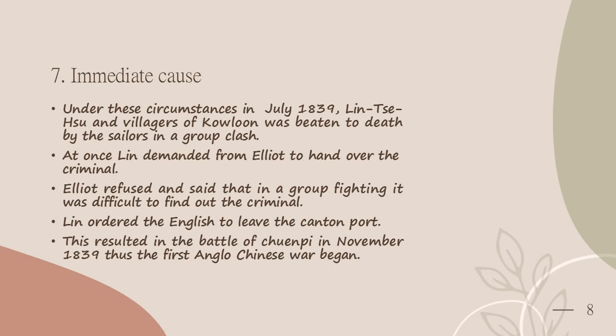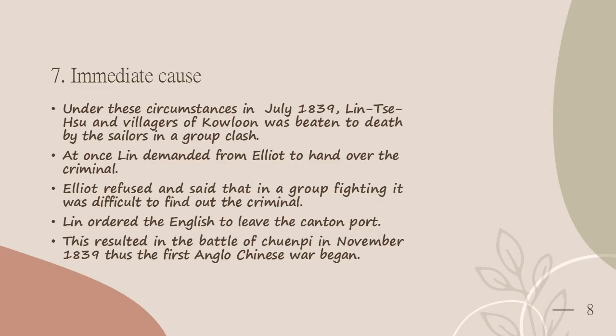Next comes the immediate cause. Under these circumstances, in July 1839, Lin Weihsi, a villager at Kowloon, was beaten to death by English sailors in a group clash. At once, Lin demanded that Elliot hand over the criminal. Elliot refused, saying that in a group fighting, it was difficult to find out the criminal. Lin ordered the English to leave the Canton port at once. Elliot asked the English fleet from Hong Kong to attack the Chinese fleet. This resulted in the Battle of Chuenpi in November 1839. Thus, the First Anglo-Chinese War began.